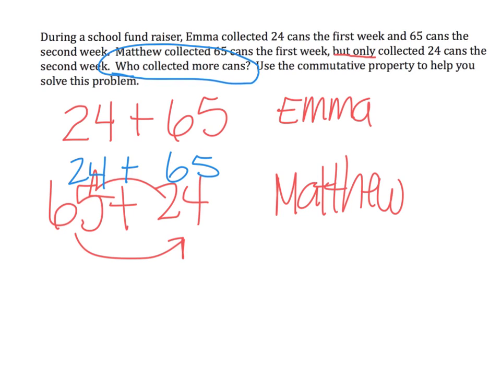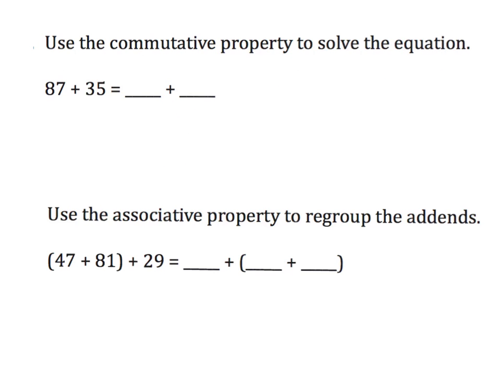We were able to solve this problem so easily because we understand the commutative property of addition. We know that we can change the order of the add-ins and still get the same answer. Let's look at this problem. It asks us to use the commutative property to solve the equation. Well, we just worked with the commutative property. We know that it states that we can change the order of the add-ins and we will still have the same answer. So to make this equivalent, all we need to do is write our 35 first and our 87 second. This equation is equivalent using the commutative property of addition.